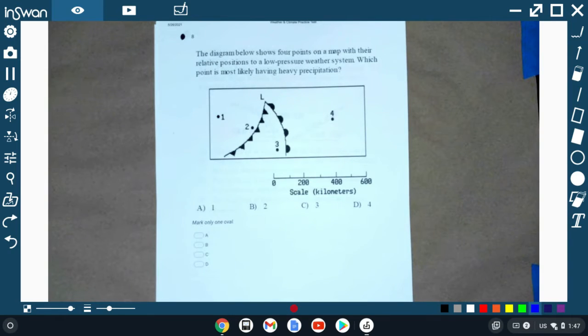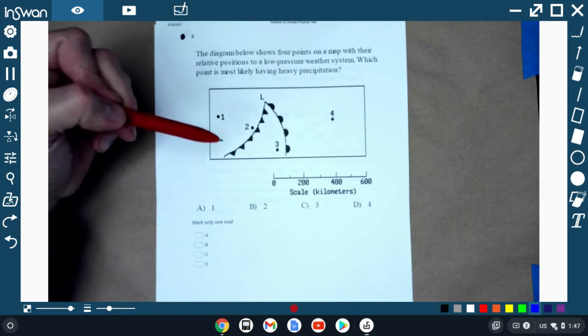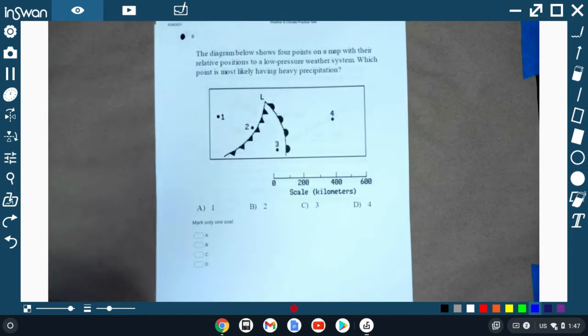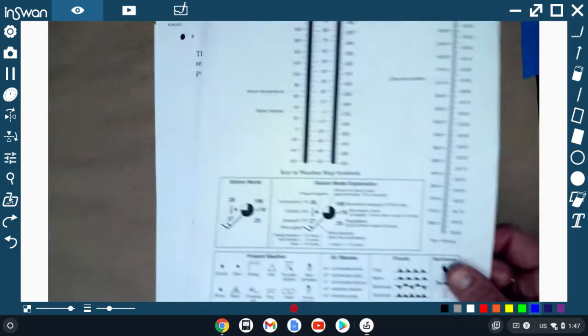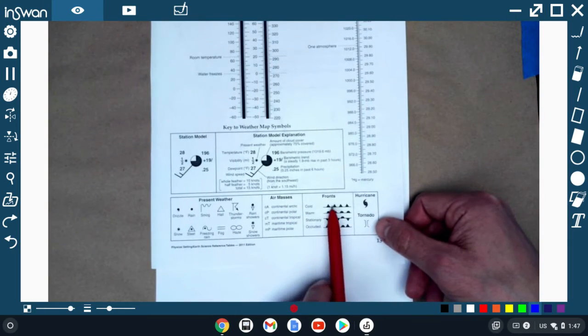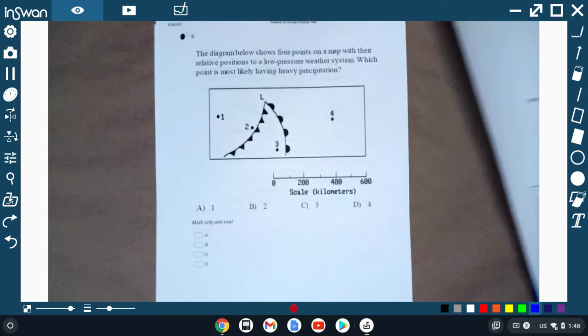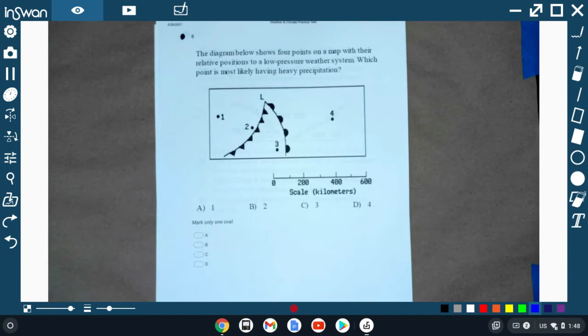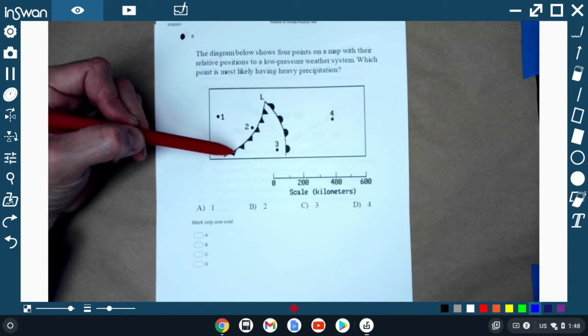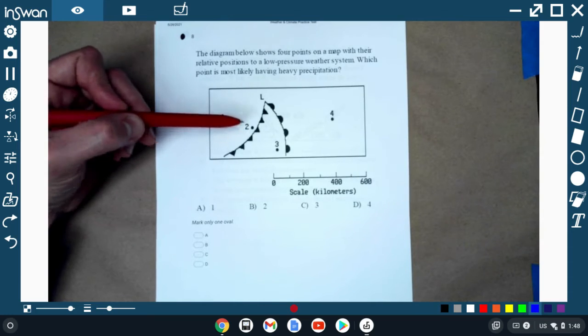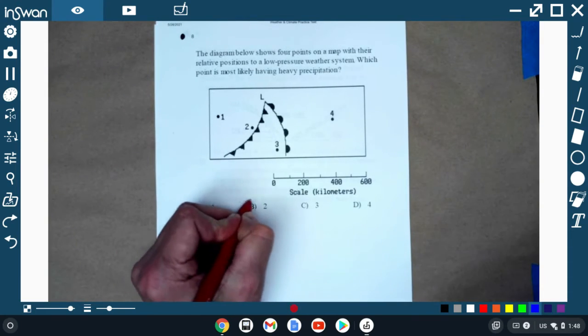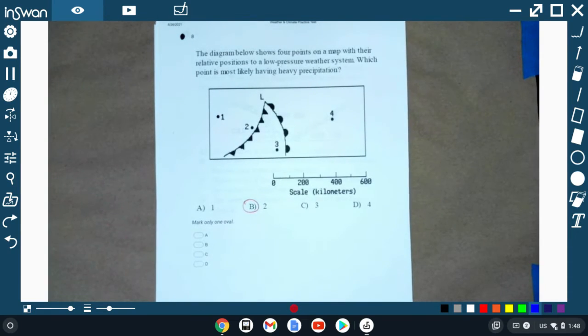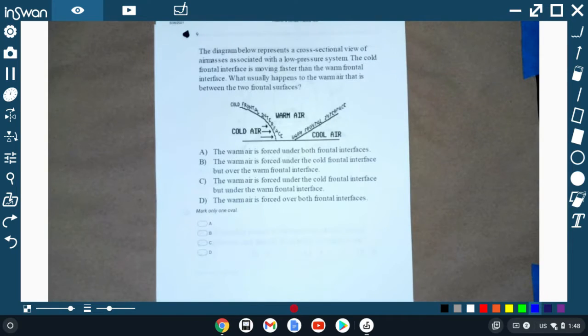Well, if we look to our notes for fronts, we would see that the cold front, denoted by the triangles, is going to give us heavy precipitation. And if you forget what a cold front is, remember on page 13 of the reference tables, it tells you what the symbols are for each one of those fronts. And so the identifying feature is the triangles for a cold front, and the one closest to that is going to be 2. So location 2 is going to get the heaviest precipitation.